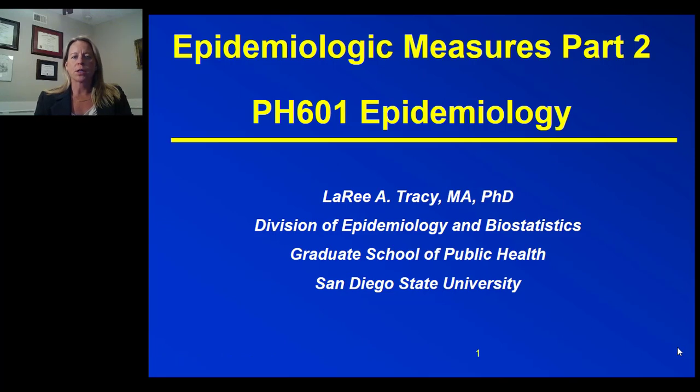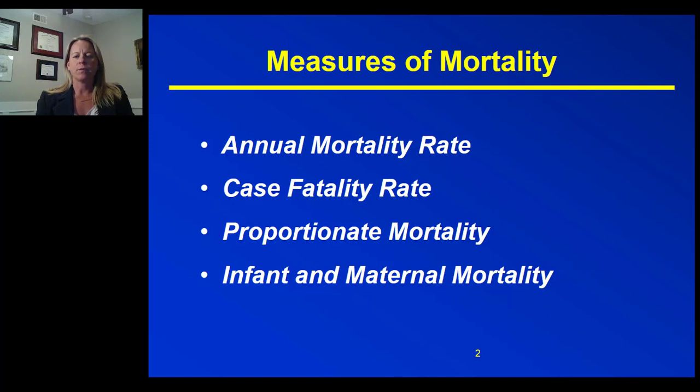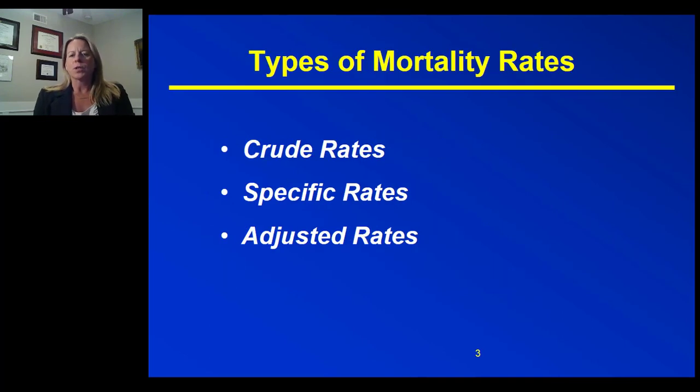This is part 2 of the discussion on epidemiologic measures. And in this section of videos, we're going to discuss measures of mortality as stated here in great detail. So there are 3 types of mortality rates. There are crude rates, specific, and adjusted. And we're going to discuss all 3 of those now.